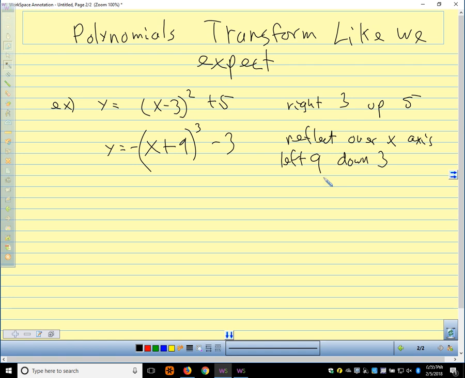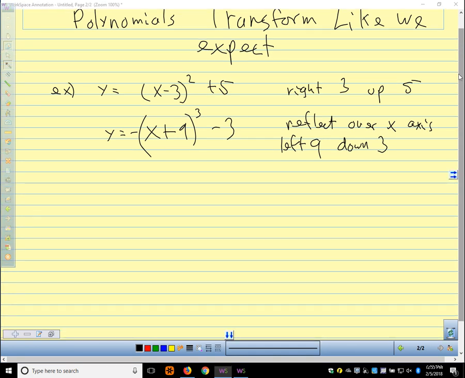Yeah. So if you have a reflection and a shift, and any other questions just asking what are the transformations? Does it matter which order they go in? It can. So to decide the order, follow your order of operations. All right. So that's all I'm going to say about transformations of polynomials. They transform just like we expect.